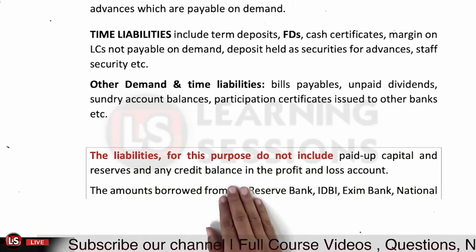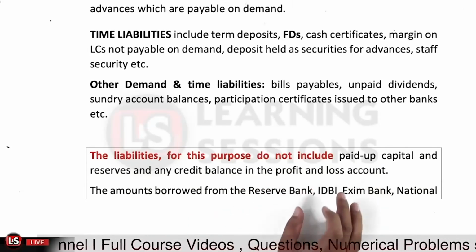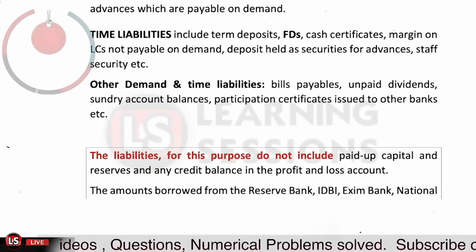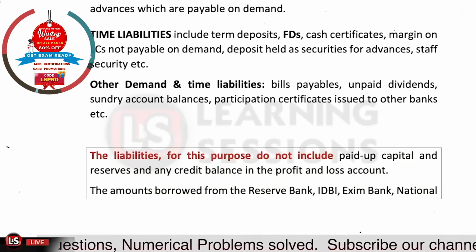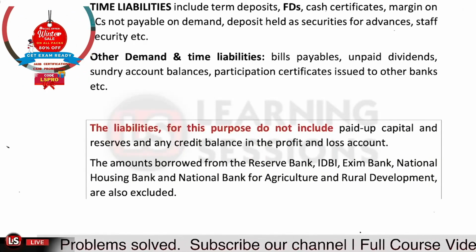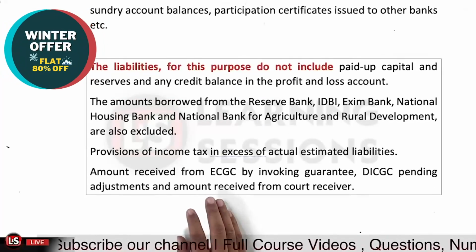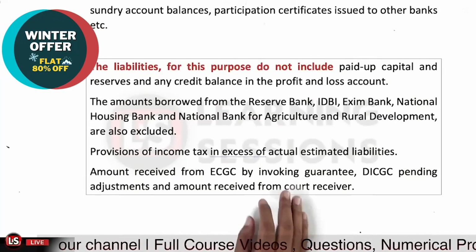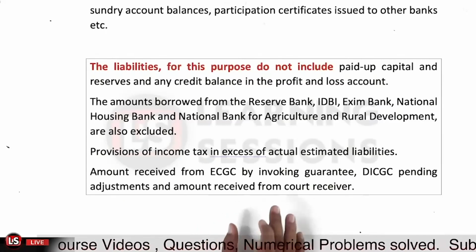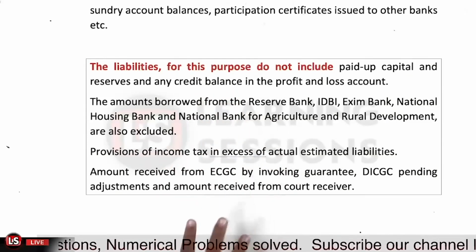And also if there is a credit balance in the profit and loss account, that will also not form part of the liabilities. Other than that, if you have borrowed any amounts from the Reserve Bank of India, or from the IDBI, NABARD or any of the institutions, those are also excluded. And also, any amount that you have received from ECGC by invoking the guarantee, or DICGC claims pending, and any amount received from the court receiver, those are also not forming part of the liabilities.